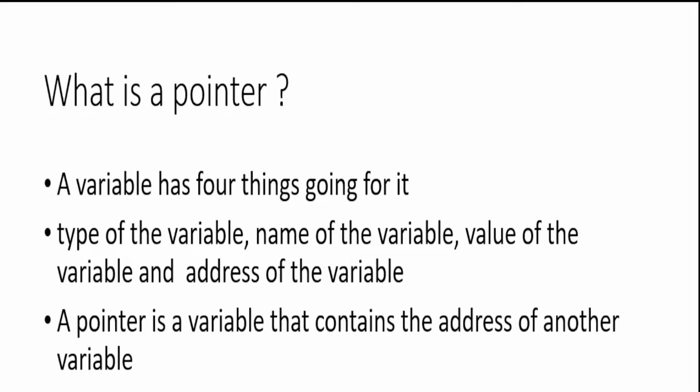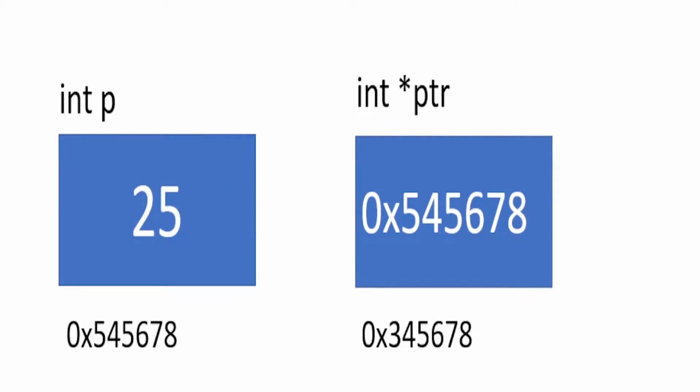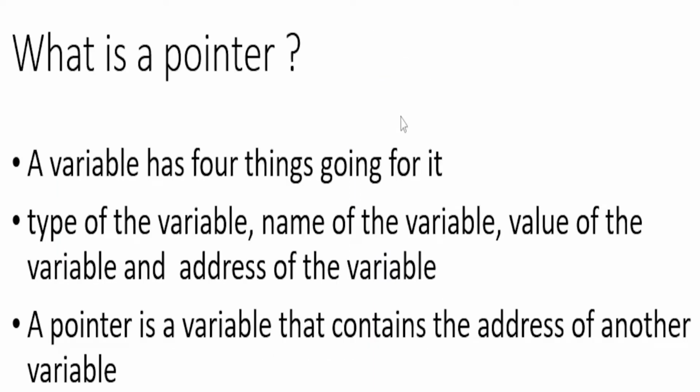Any variable you take has four things going for it: the type of variable, the name of the variable, the value of the variable, and the address of the variable. So you have these four things that go on for a variable.